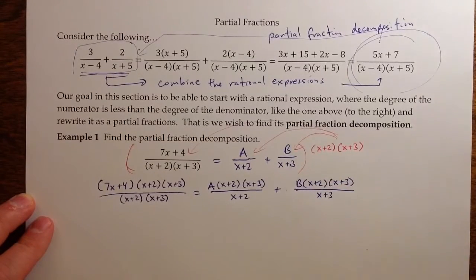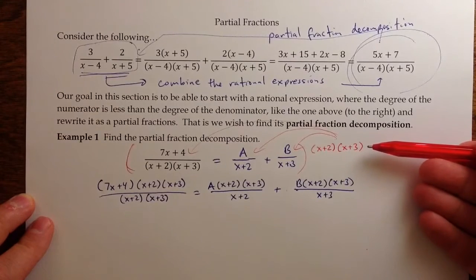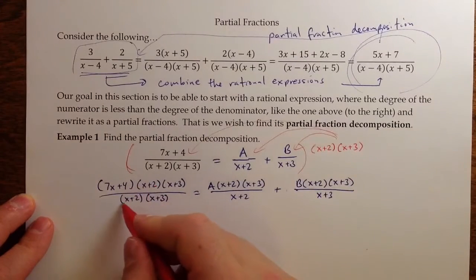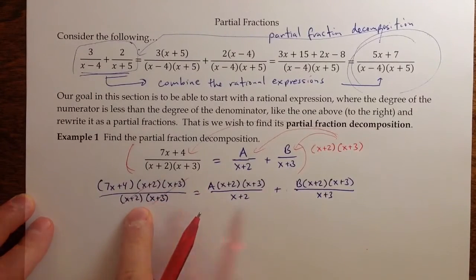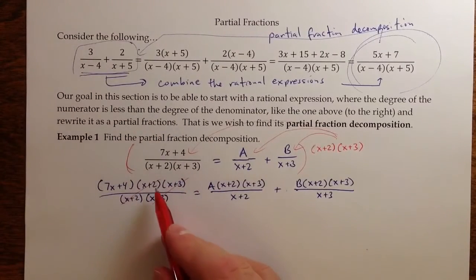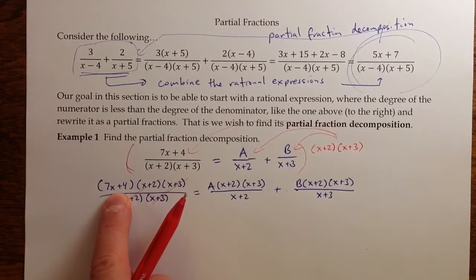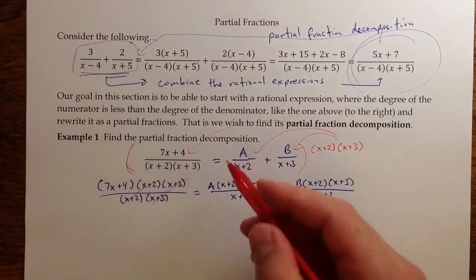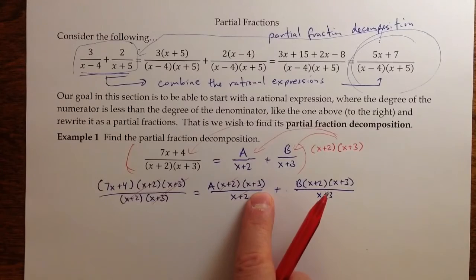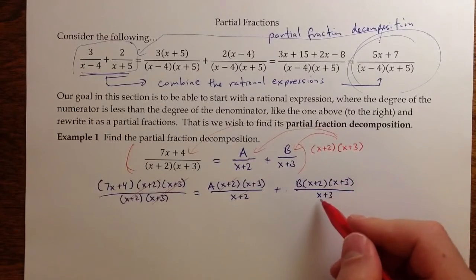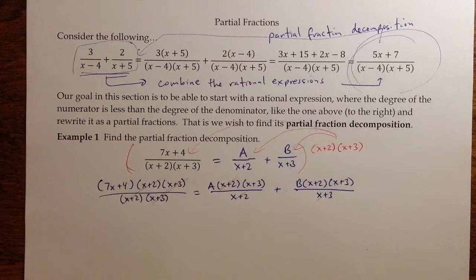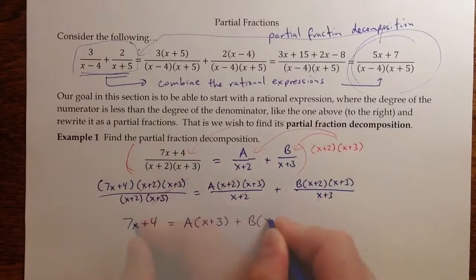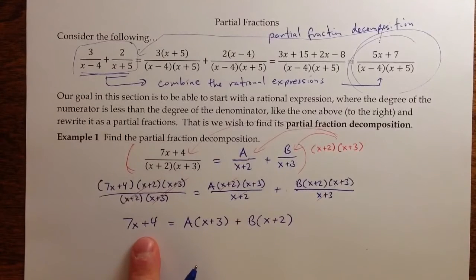So there's going to be some cancellations, right? The whole point of multiplying by the least common denominator is to create cancellations with the denominator. So we can see on the left-hand side, x plus 2 and x plus 3 both cancel, and we're just left with 7x plus 4. In the A term, the x plus 2 cancels from the top and the bottom, and we're left with x plus 3. And for the B term, the x plus 3 cancels, and we're left with x plus 2. So we get the equation 7x plus 4 equals A times x plus 3 plus B times x plus 2.